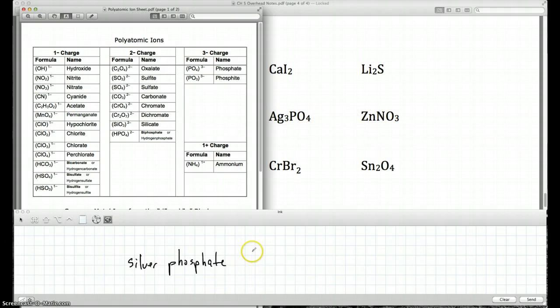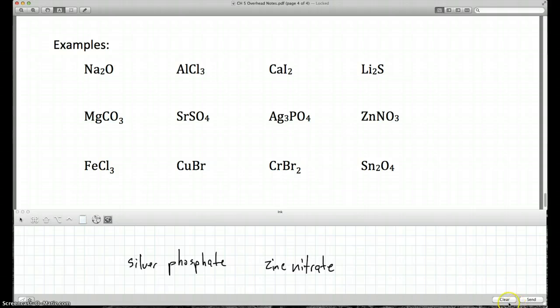Last example here, that hopefully you did on your own, Zn is zinc. And NO3, we find it right here, is nitrate. So zinc nitrate is the name of ZnNO3. Hopefully this is making sense. This is extremely important in chemistry, so we will be practicing this a lot.